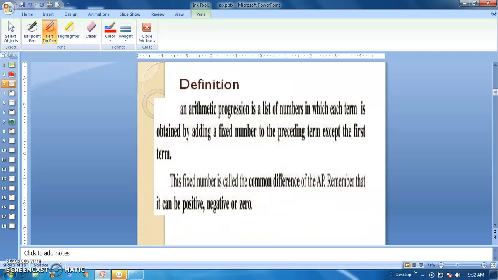Okay, so look at the definition. An arithmetic progression is a list of numbers in which each term is obtained by adding a fixed number to the preceding term. Okay, adding the fixed number to the preceding term, right?